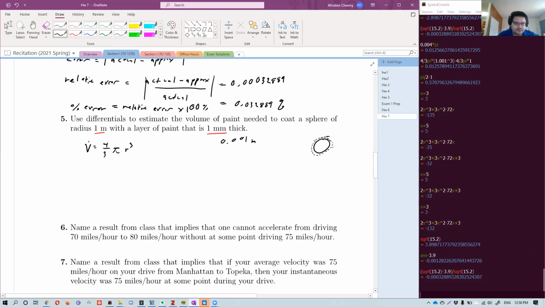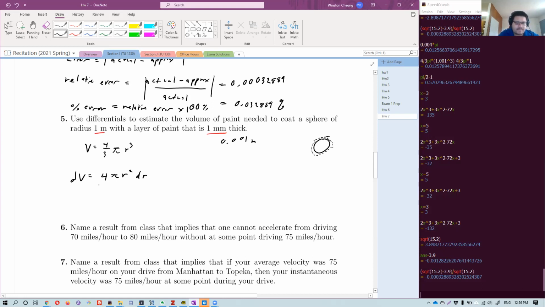Okay, so let's do the differential. Let's take the differential of this equation. I think that's how you say it. And so you get 4 pi r squared dr. So in my head, it's almost as though I'm taking a derivative with respect to time and I'm just getting rid of that dt at the end. So it's sort of like an implicit derivative, sort of.